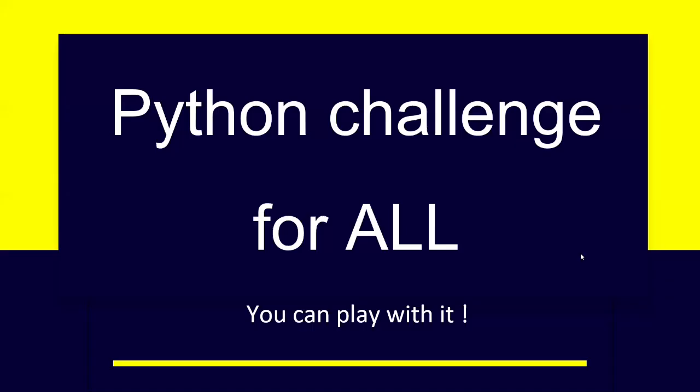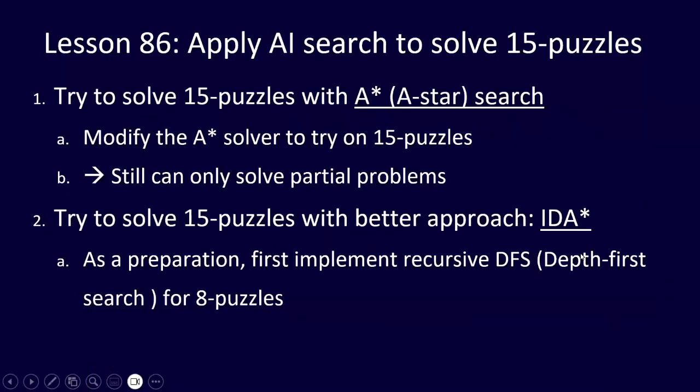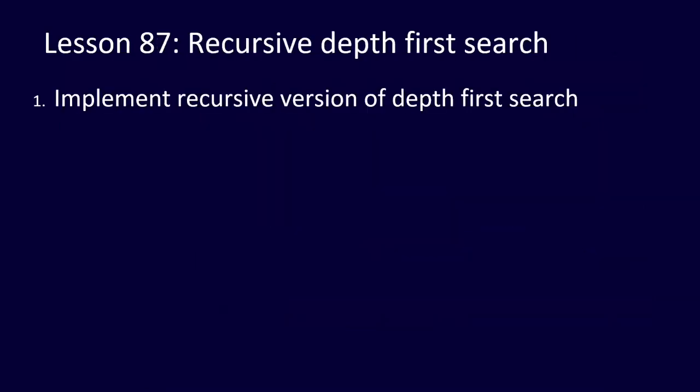So, let's continue our work. Last time, in lesson 86, we found that A star, even a very wide A star, was not good enough to solve all 15 puzzles. So, we started to make something new. And for that, as a preparation, we started to make recursive DFS first. Okay, so let's continue our implementation. So implement recursive version of depth first search.